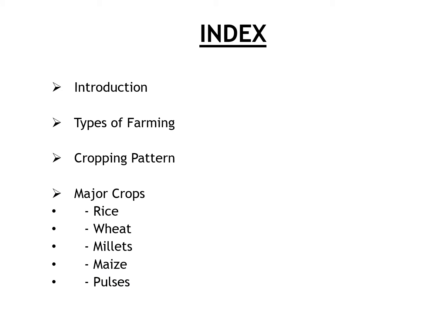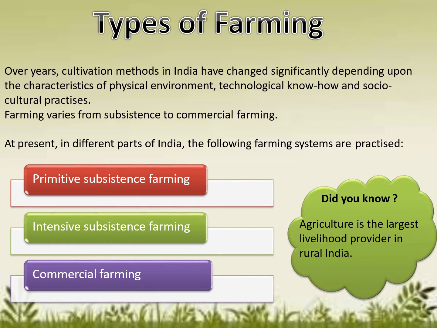Out of that, you've done the introduction and the types of farming last time. Today, we're going to look at the cropping patterns. We're going to look at the major crops, which are rice, wheat, millets, maize, and pulses. Now, when you come to types of farming, last time you did see primitive subsistence farming, intensive subsistence farming, and commercial farming. And you did see plantation agriculture and its examples as well.